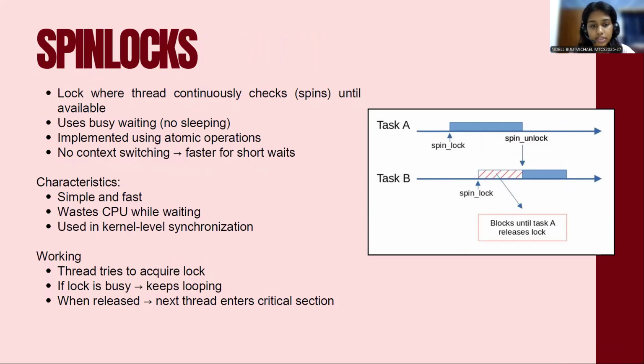So here we also have a diagram where we have two tasks, task A and task B. Task A acquires the lock first and then enters the critical section. And task B tries to acquire the lock at the same time, but it cannot, since task A has acquired the lock. So it keeps waiting in a loop. That is, it gets blocked until task A releases the lock. So once task A releases the lock, task B acquires it and then proceeds. This continuous checking is what we call spinning. So this leads to spin locks.